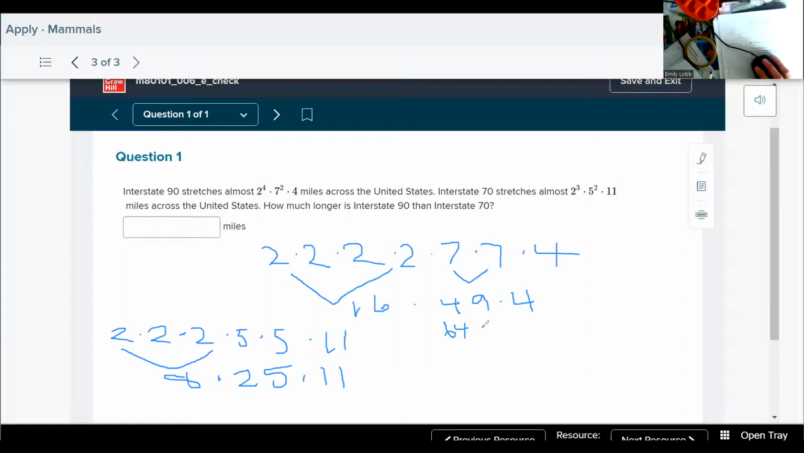Gosh, I write so slow like this. I'm sorry. Oh, that's awful. There's got to be a better way. Okay, so I would write these out. 64 times 49.